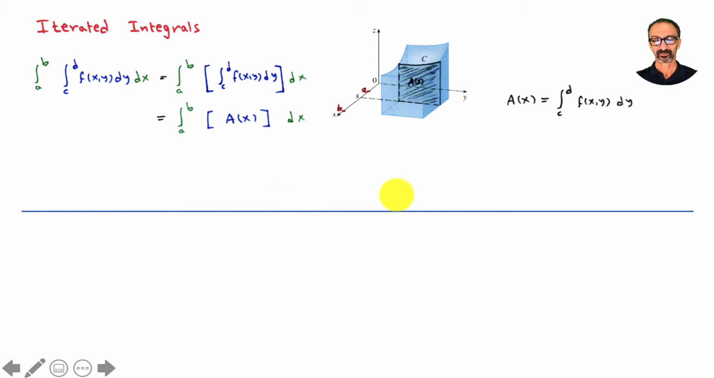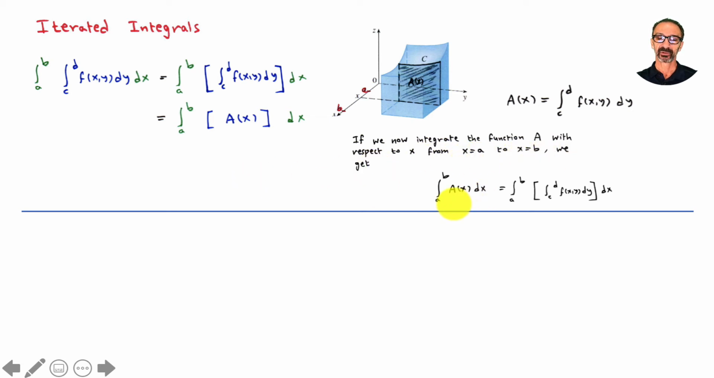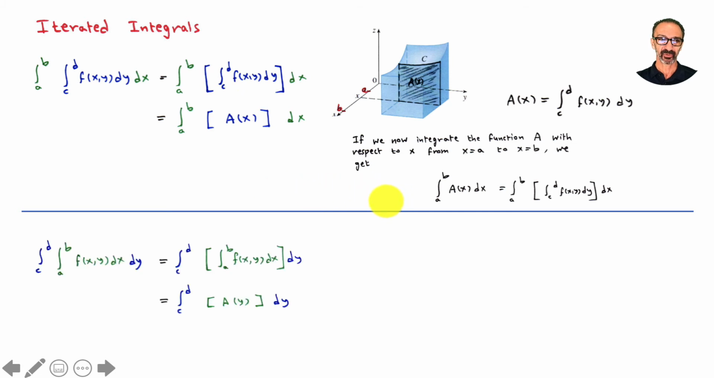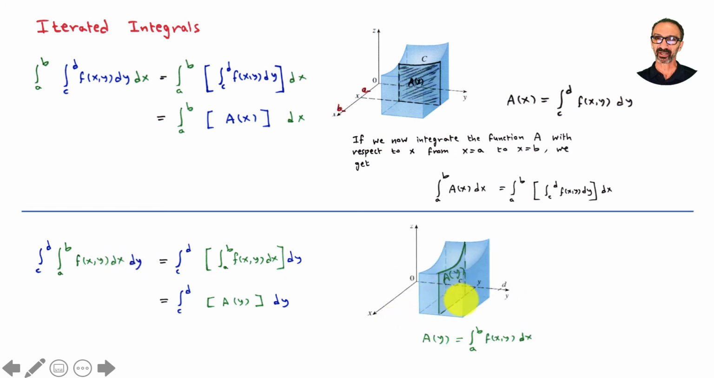So A of x is the inside part. If we integrate the function A with respect to x from x equals a to x equals b, we get the integral from a to b of A(x) dx, which is what was mentioned earlier. On the other hand, differently speaking, we could say, let's find from a to b first. Then we'll apply dy. And that is what we have.